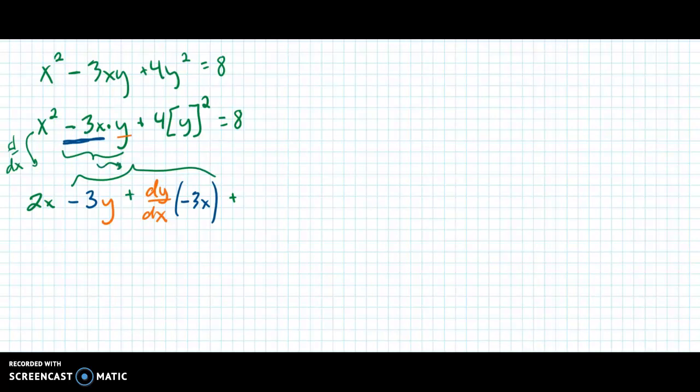So plus now I've got to do the y squared piece, the 4y squared. So I get 4 times 2 to the first. The y slides in. And then what's my chain rule? dy/dx. And then I get that it's equal to, what's the derivative of 8? It is nothing. y equals 8 is a flat line, so it has a slope of 0.